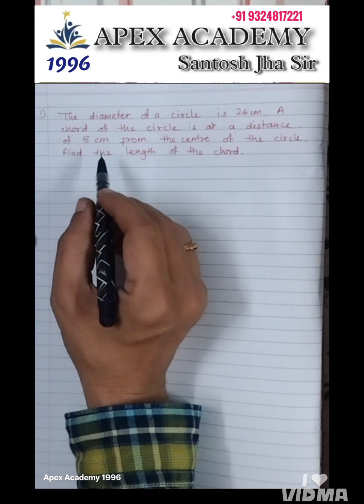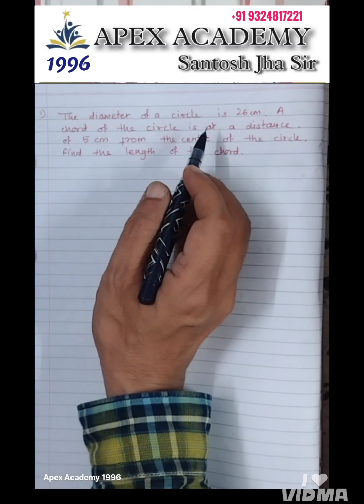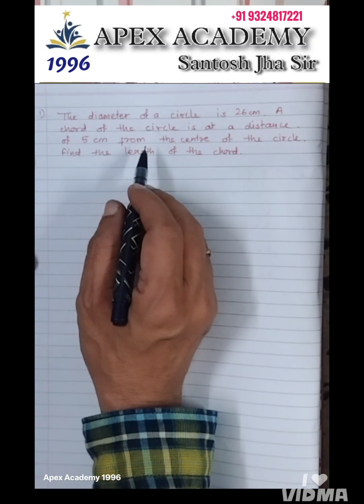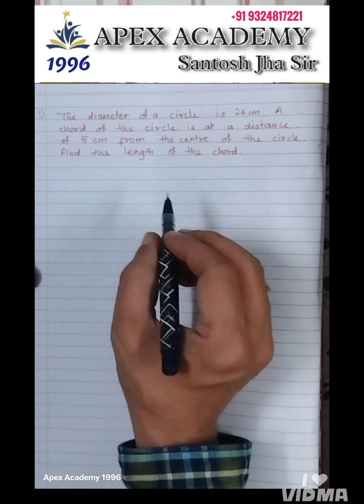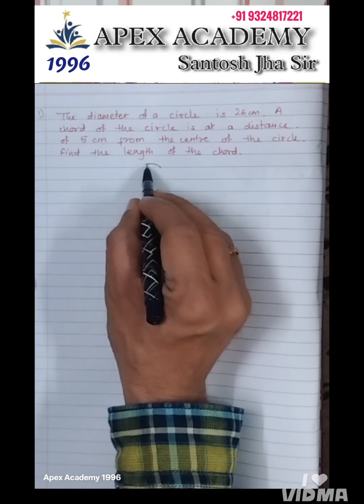Now say in this sum, it is given that the diameter of a circle is 26 cm. A chord of the circle is at a distance of 5 cm from the center of the circle, and we have to find out the length of chord. So first we'll draw a diagram.